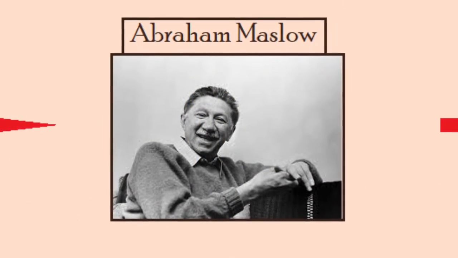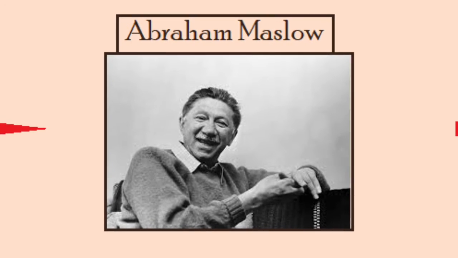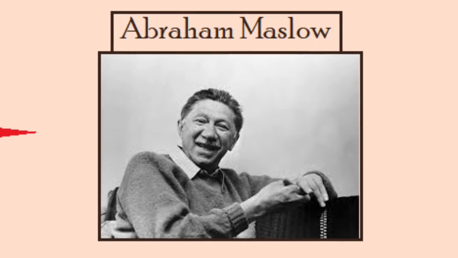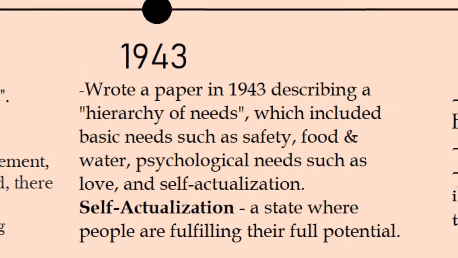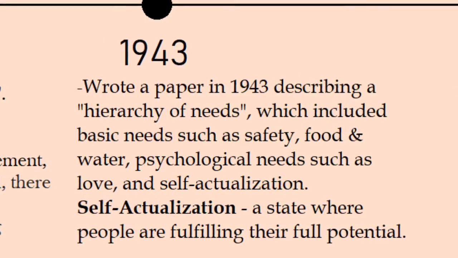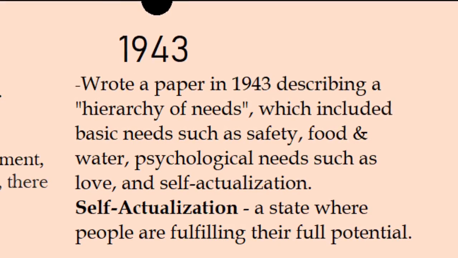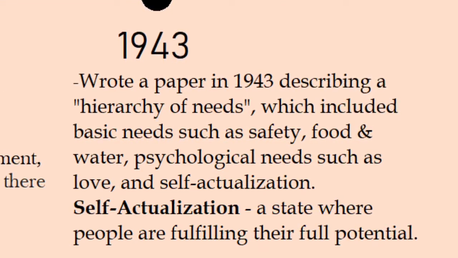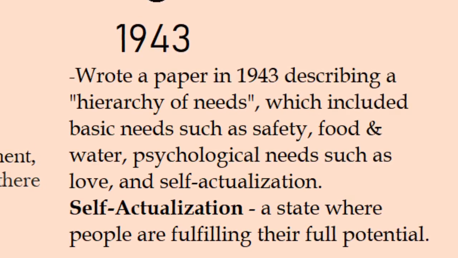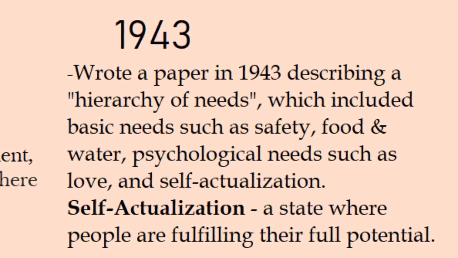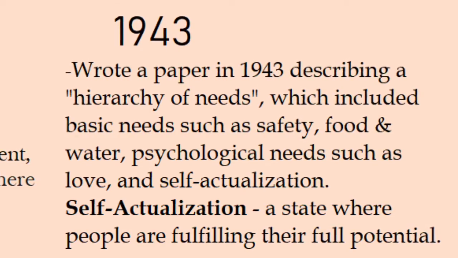In 1943, Abraham Maslow wrote his famous paper describing a hierarchy of needs, which included basic human needs such as safety, food, and water, psychological needs such as love, and self-actualization, which is a state where people are fulfilling their full potential.